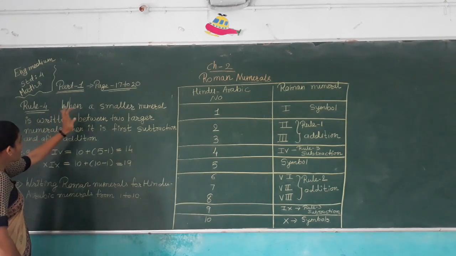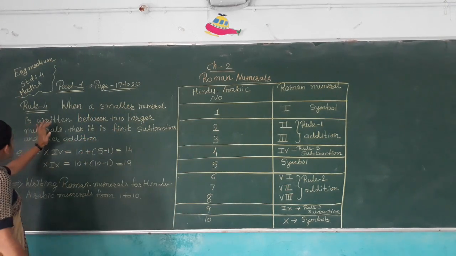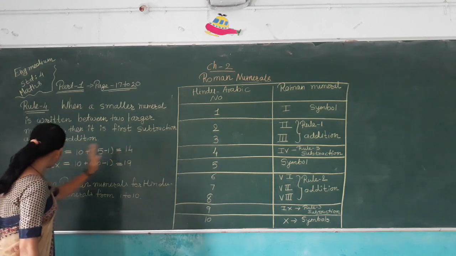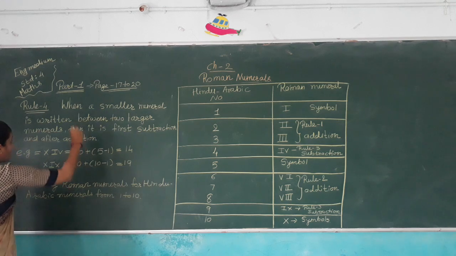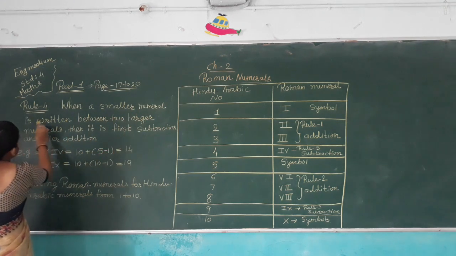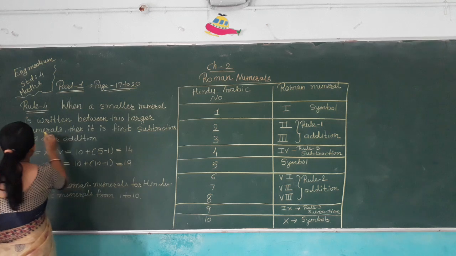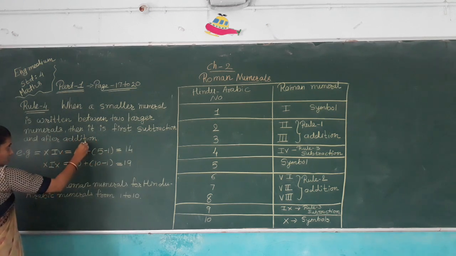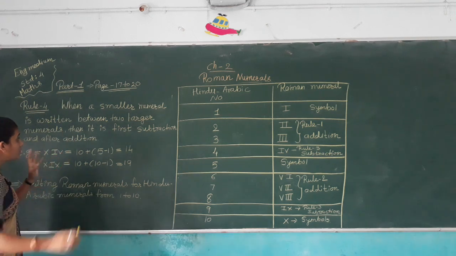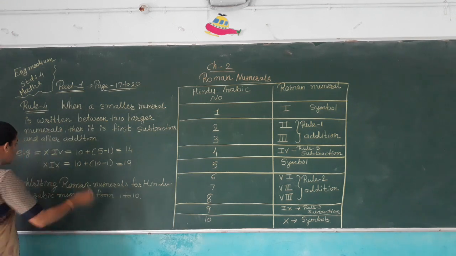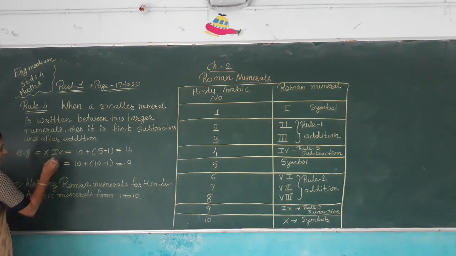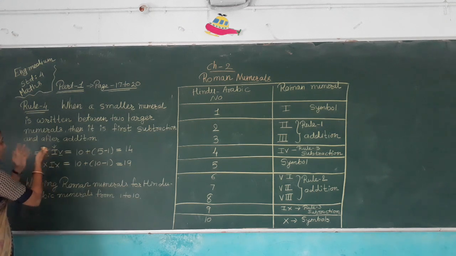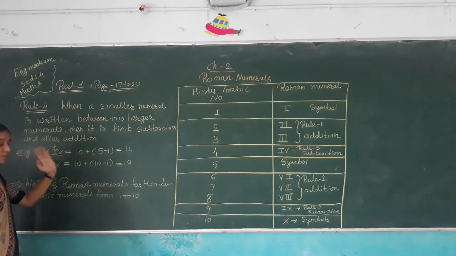Now rule 4. When a smaller numeral is written between two larger numerals, then it is first subtraction and after that addition. Smaller numeral written between larger numerals. Look here, this one is bigger and this one is also larger.